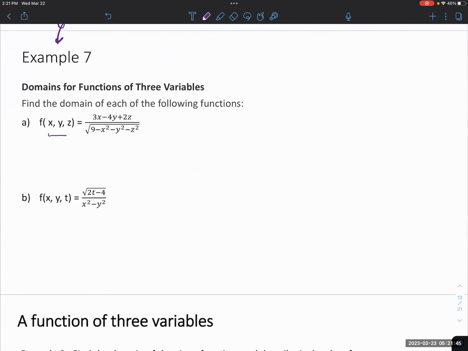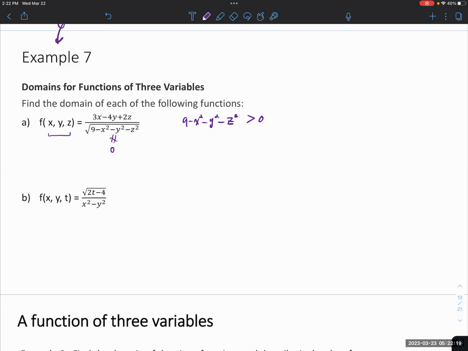We have 3 variables now. Find the domain. According to the fraction, 9 minus x squared minus y squared minus z squared cannot be 0, right? The denominator cannot be 0, so it has to be greater than 0, because if it is 0, it's undefined. We usually know inside of the radical is greater than or equal to 0, but we're going to remove the equal 0 case.